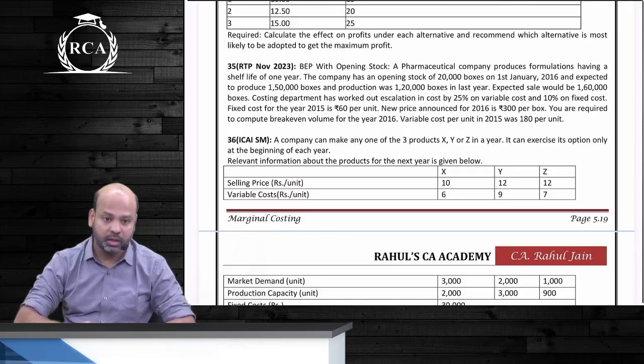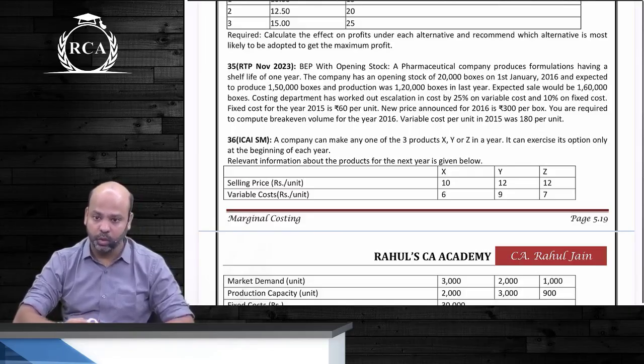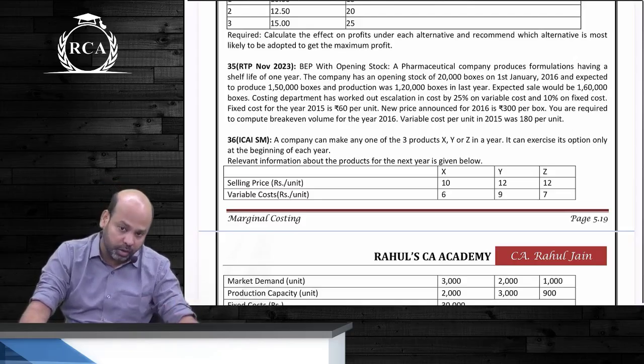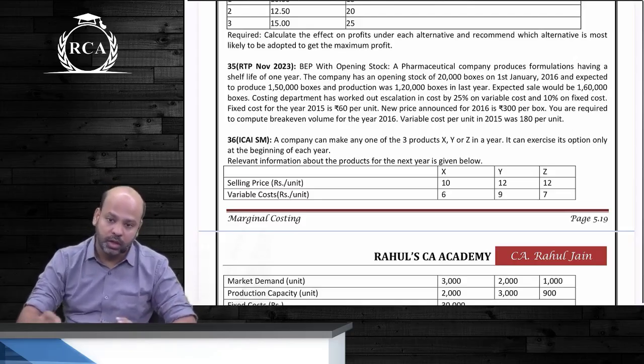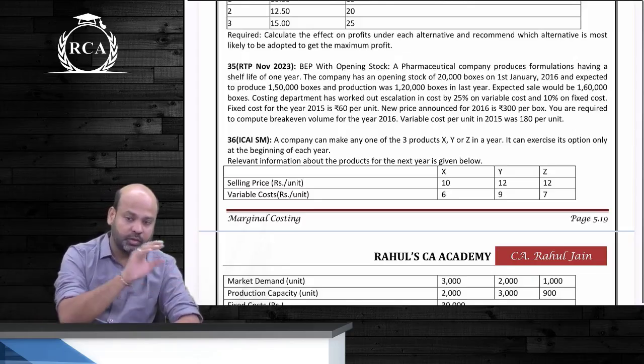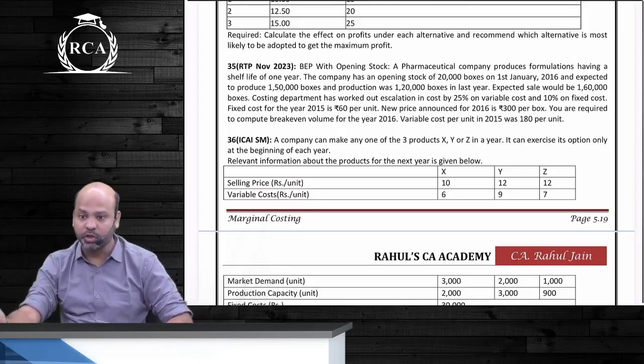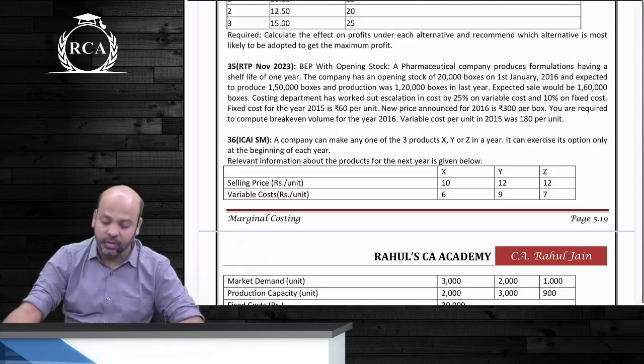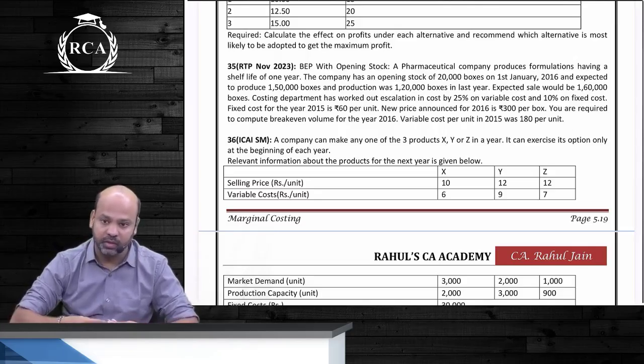Not relevant, because we are going to compute break-even point. You either give us the volume and ask us to compute profit, or you tell us what profit you want and we will compute volume. You cannot tell us that this is the volume and now you compute what should be the volume. Are we clear? So expected sales would be 1,60,000 boxes.